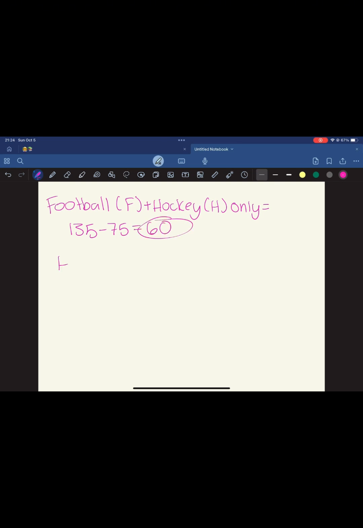And then we have H, which is going to be represented by hockey, of course, like we see above, plus basketball, which we will represent with a B. This will be the only again. We have 145. Sorry, we're going to have 145 minus 75, which will equal 70.